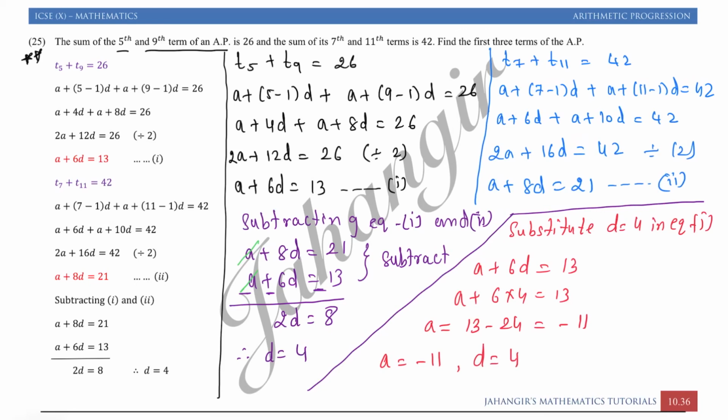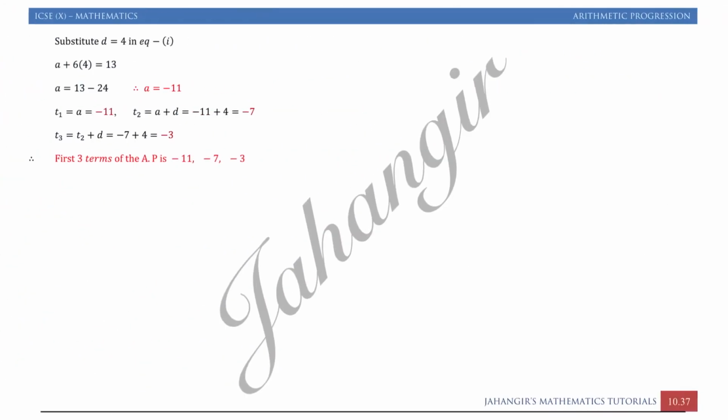We have to find the first three terms. First term, second term, third term. So let us find them. First term T1, which is A, that is equal to minus 11, which we got. T2 is what? A plus D. We know that is minus 11 plus 4. So that is minus 7. Again T3, to minus 7 we can again add 4. That is equal to minus 3.